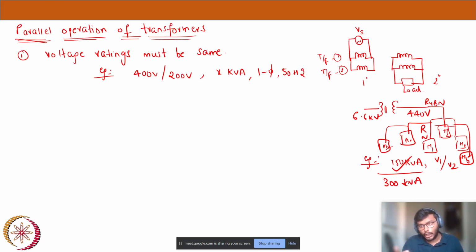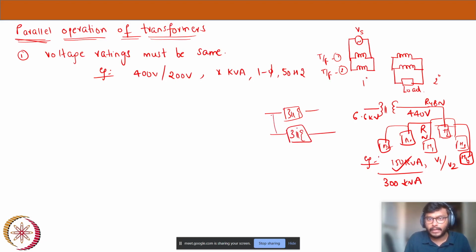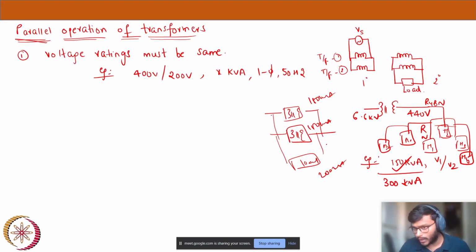Let's say I have connected two transformers, and they are operating in parallel. So when these two are operating and supplying a load, let's say this is 150 kVA and my load is, let's say, 200 kVA and this is 150 kVA. Now these two can easily supply my 200 kVA load.